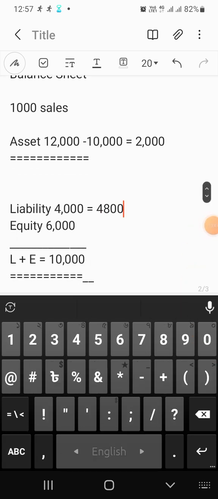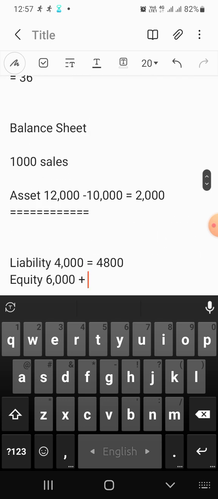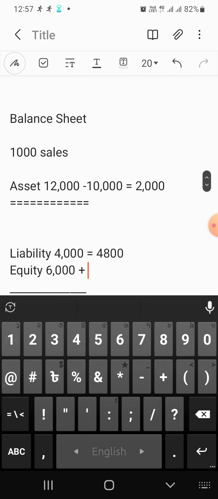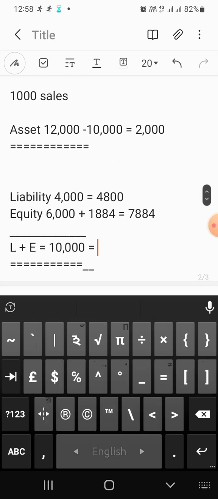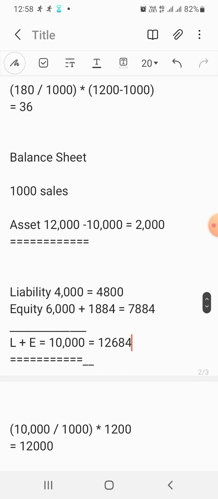Okay, and I also know that my equity will increase. How? Because I have retained earnings that I calculated before. What amount was the retained earnings? It was 1884, if I was not wrong. Yes, it is 1884. That means my new equity will be 7,084. Then what will be my new asset portion? 7,084 plus 4,800 is equal to 12,684. Okay, the example is not so good.